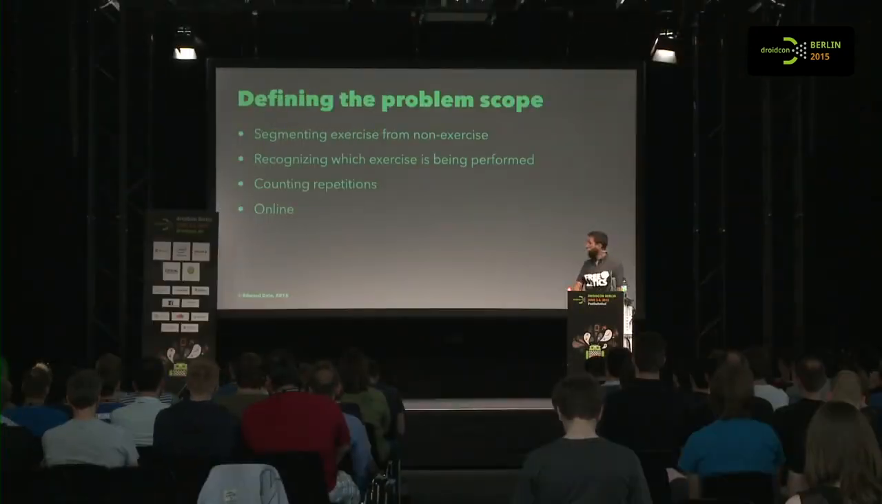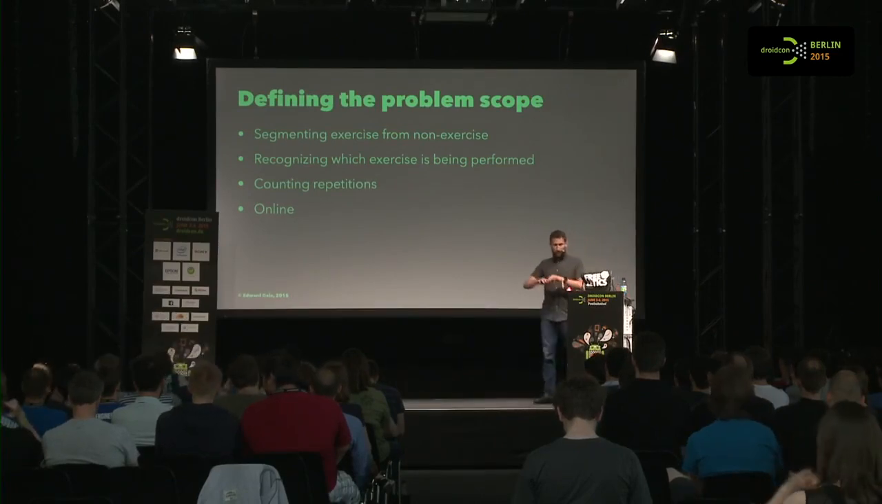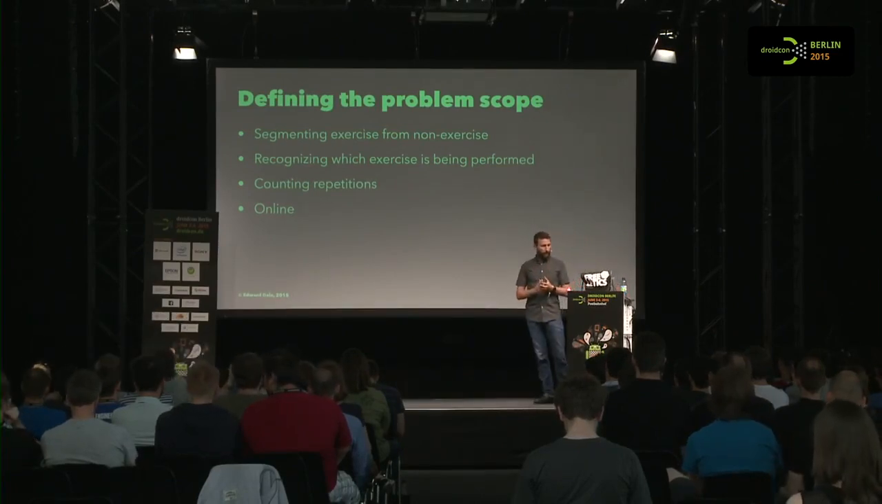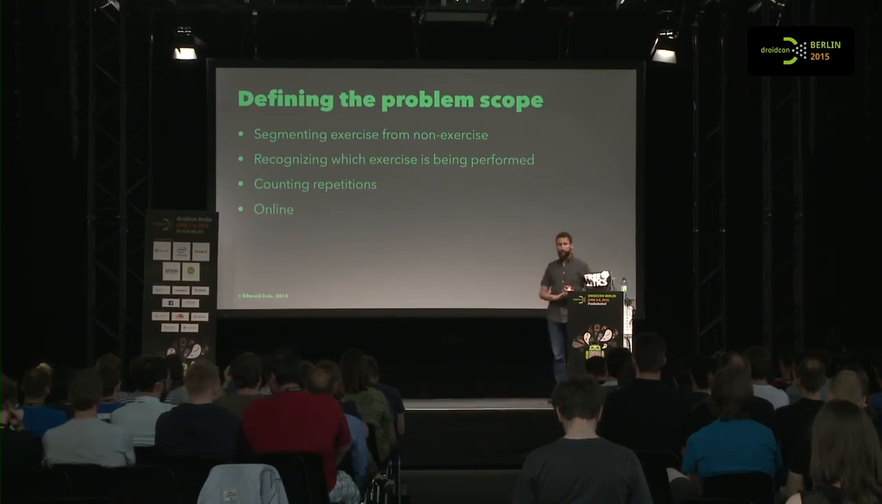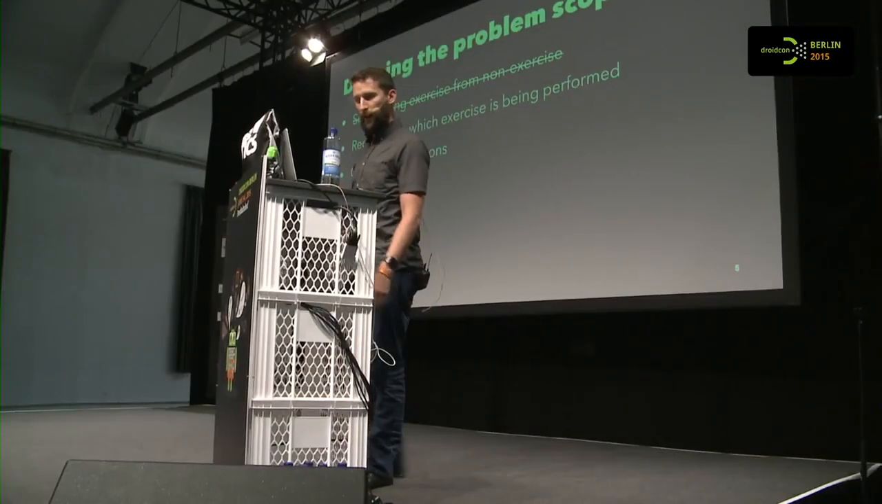The problem scope. There's a couple different areas in this idea of motion recognition. The first one, segmenting exercise from non-exercise. That's the idea that you're wearing this watch all day long, and as soon as you start doing something, it says, this guy's doing sports. I need to start recognizing what's going on. I'm not going to talk about that. That's a different problem, maybe next year.